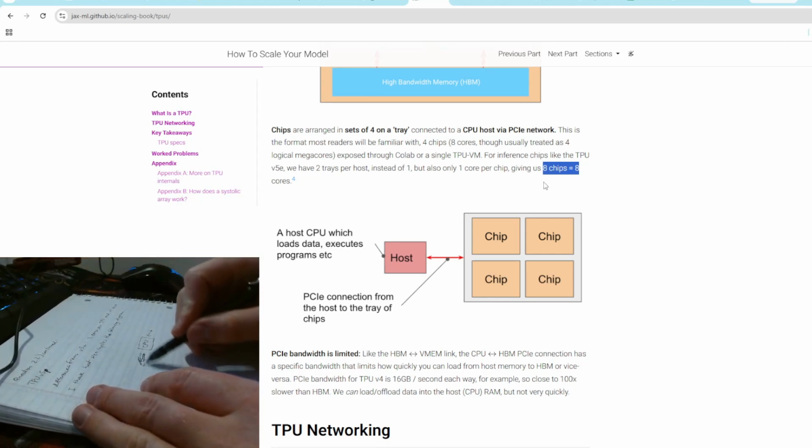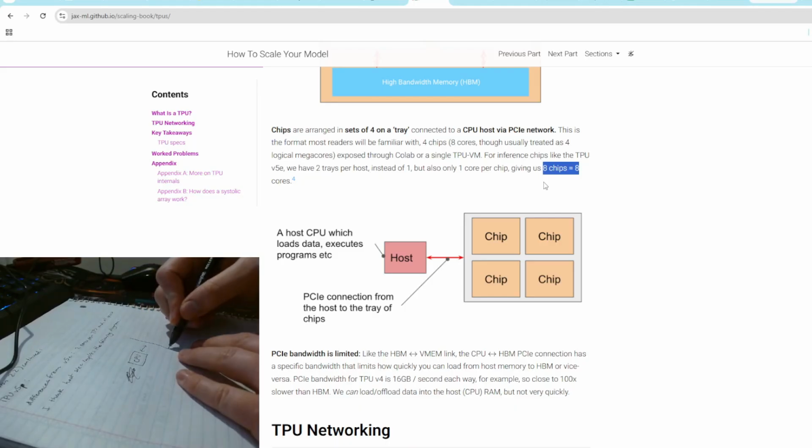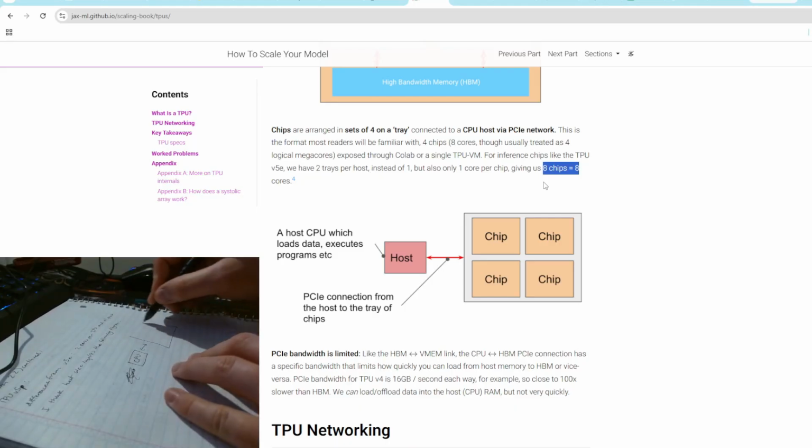So get rid of that. And I'm going to assume it's a 2 by 2 as in chips. And I'm going to leave this open to say 2 cores per chip. And annotate 2 cores per chip.